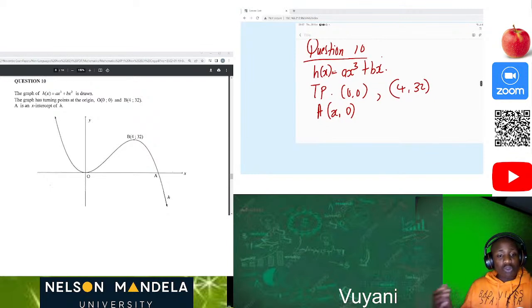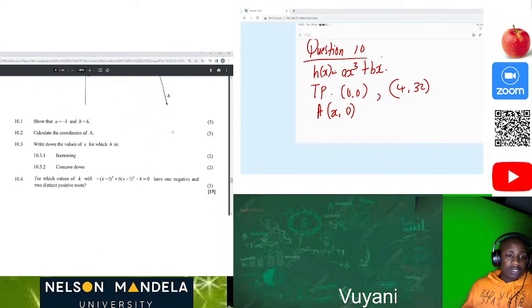Now, let's look at the question. We have already analyzed. The trick behind everything is for you to first analyze what you are given, and then use what you have analyzed so that you can get correct answers. Now, let's go. Cool. Now, on 10.1, show that a is equal to -1 and b is equal to 6.